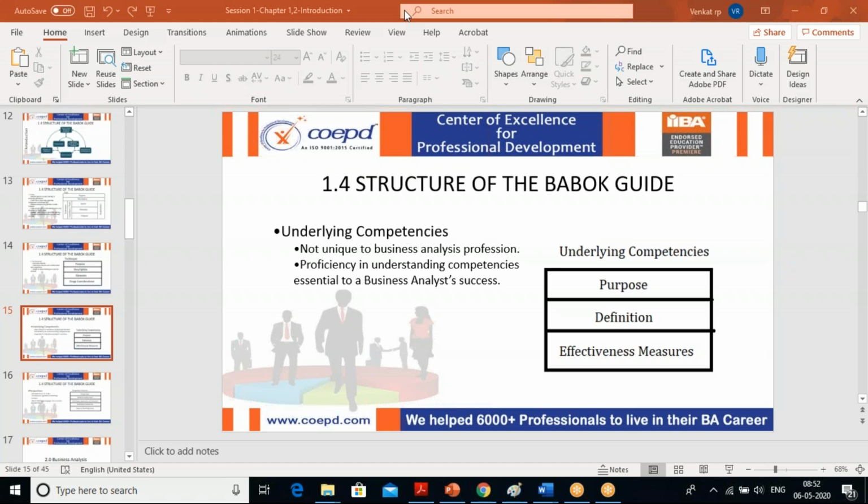When we are discussing a task, we will come across these underlying competencies as well, so we will discuss a few of them as and when they come up. Okay, fine. I want you to note down these underlying competencies and send this structure back to me. Once you are done, let me know.